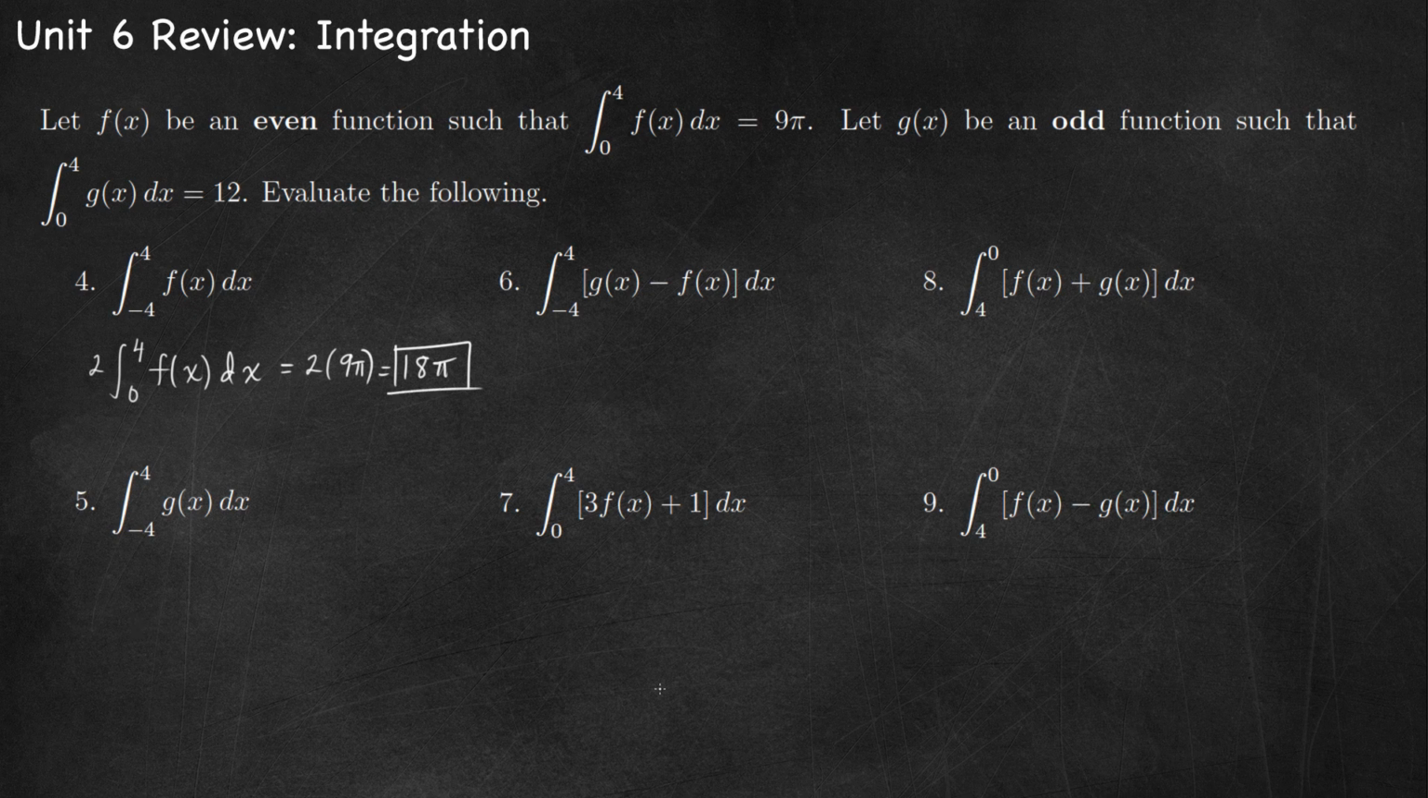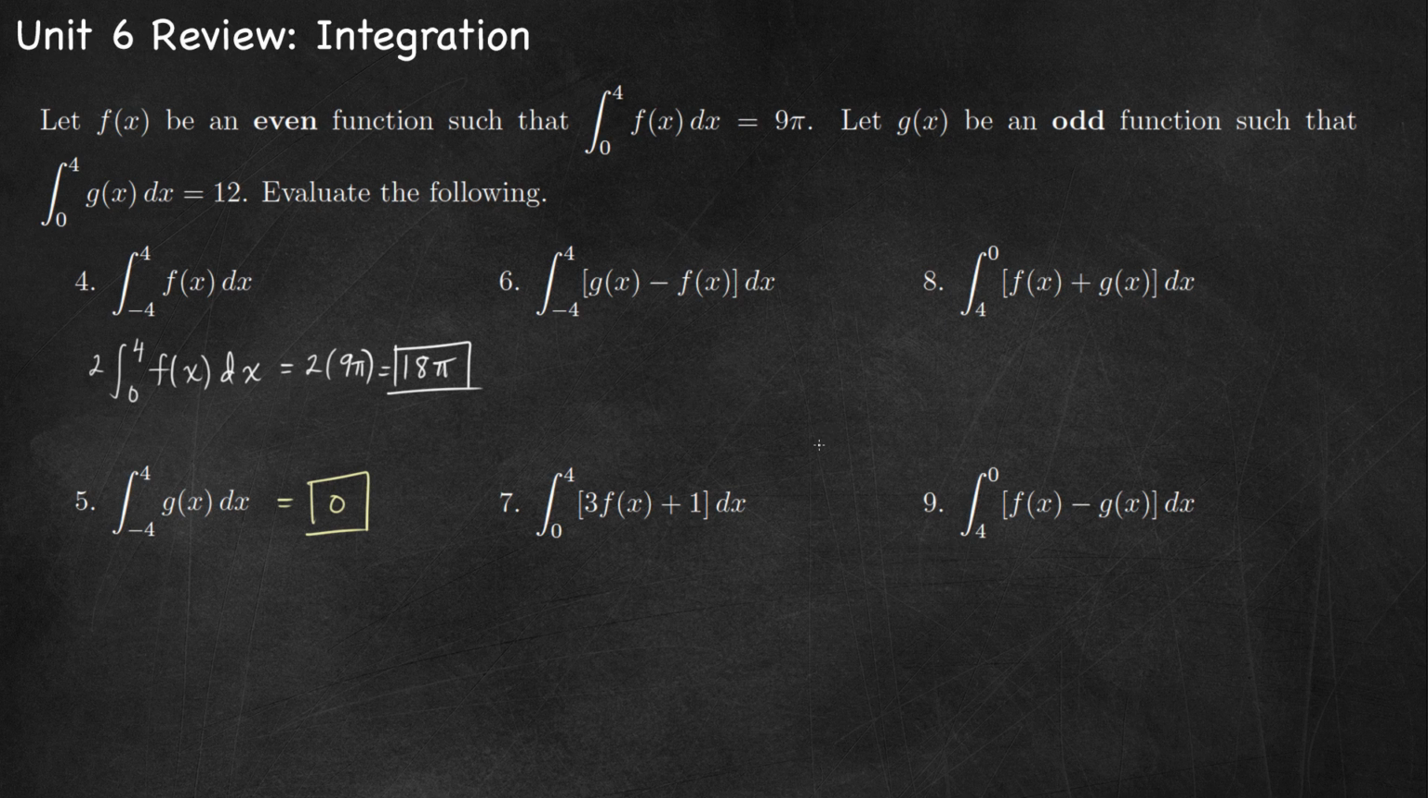Number 5, we want the integral of g from negative 4 to 4. Now g is an odd function, and with an odd function, if we integrate from negative 4 to 4, we're just going to get 0. Half the area is going to be above the x-axis, half the area is going to be below the x-axis, and they're going to cancel each other out.